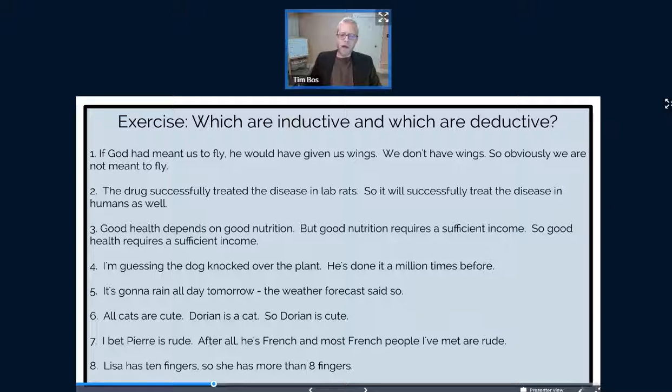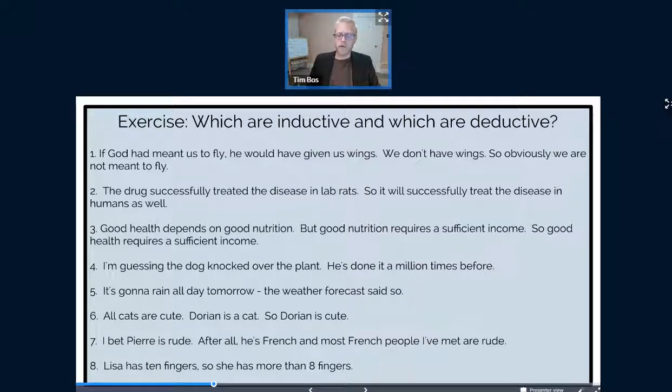And again, a good inductive argument means that if the premises are true, then the conclusion is very likely to be true as well. But the key word there is very likely. There's always a logical possibility left over that even though the premises are true, the conclusion could potentially be false. Okay? As opposed to deductive arguments, in which the truth of the premises guarantees the truth of the conclusion. It would be logically impossible for the premises to be true and the conclusion false.